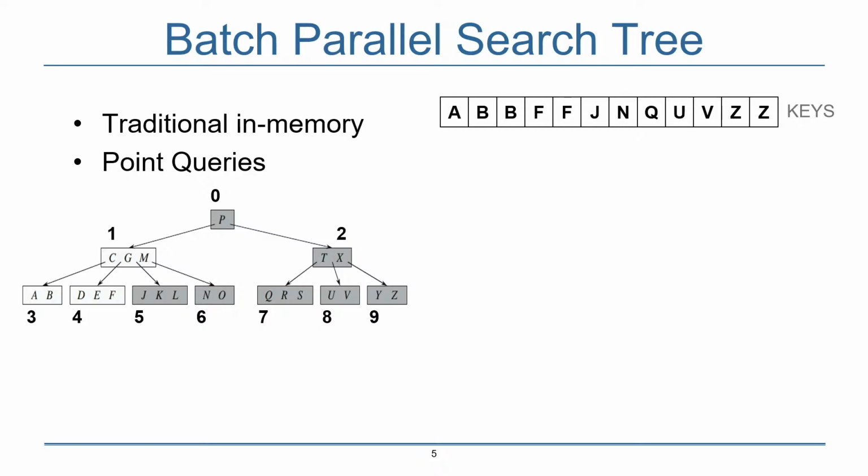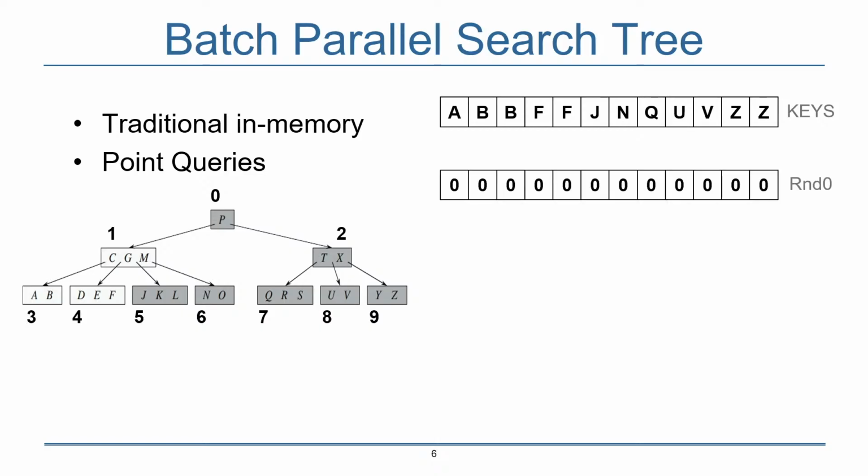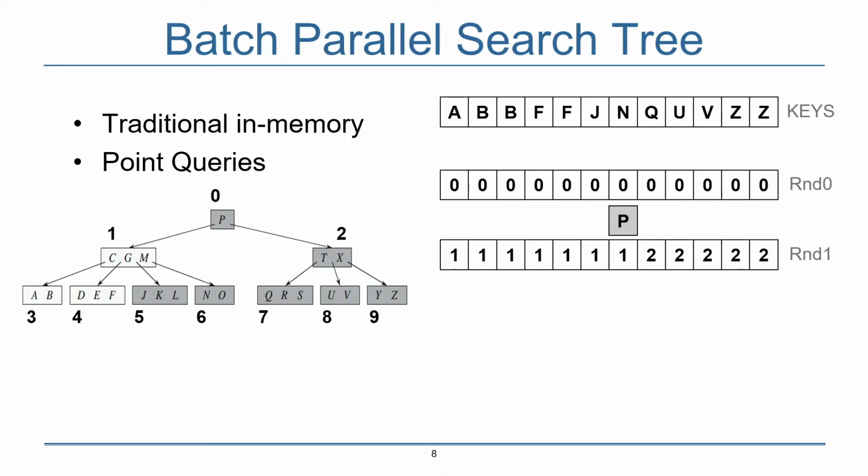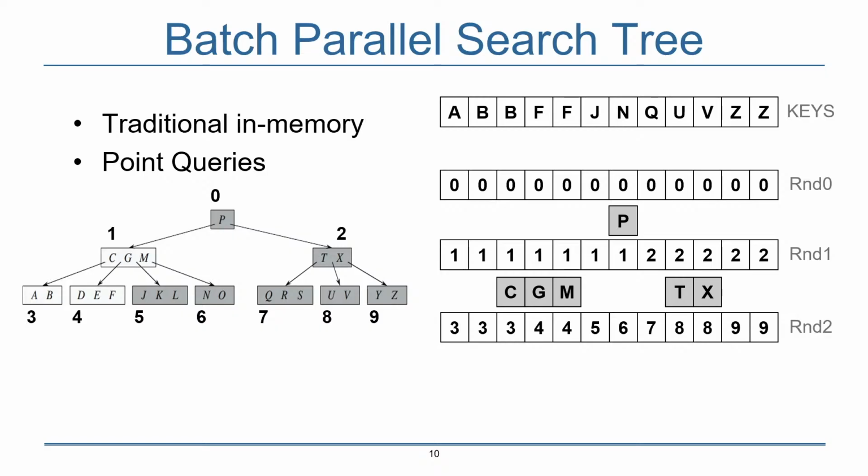Suppose we have a traditional in-memory batch parallel search tree, and we want to do point queries. So we have an array of point queries, and they start from the root, which is node 0. And they all need to read node 0, and so the CPU reads node 0, and all these queries are processed in parallel. Some go to node 1, and some go to node 2 according to their keys. Those go to node 1, read node 1, and node 2, read node 2. And they can go one step further.